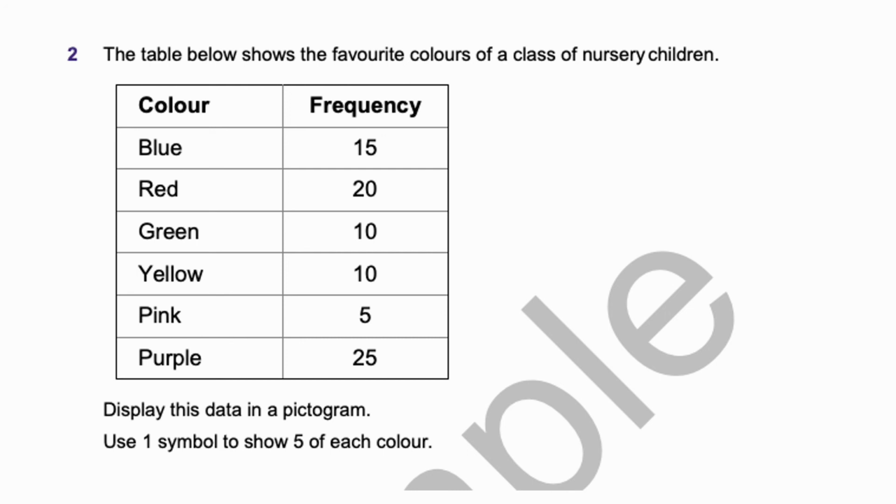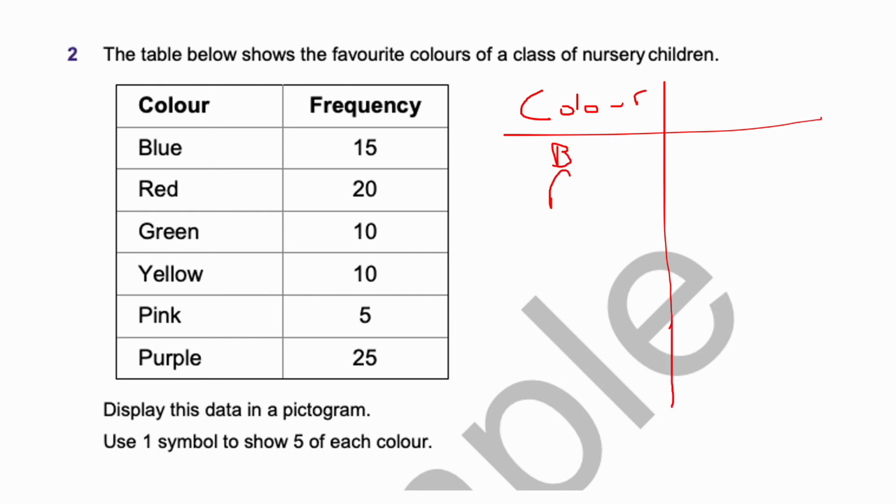Okay, next one, we will be looking at pictograms again. The table shows the favourite colours of a class of nursery children. Okay, so we're going to have C for colour, okay? And again, I'm going to have the initials. So blue, red, green, yellow, pink, and purple. Use one symbol to show 5 of each colour. Well, we'll do a little square or rectangle. It represents 5.